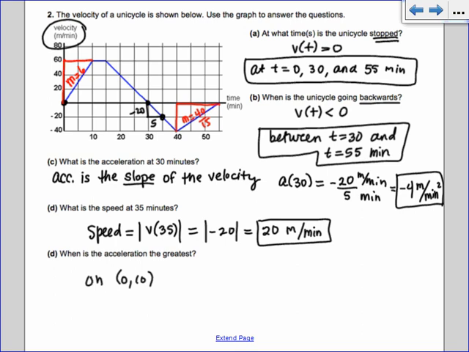Does that make sense? You have a lot of graphs on the AP test. So a lot of things like that where you have to figure out what's going on.